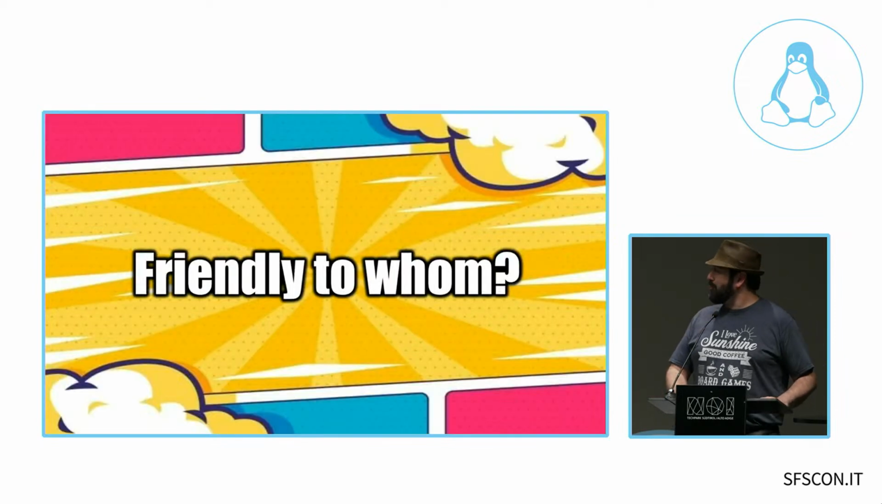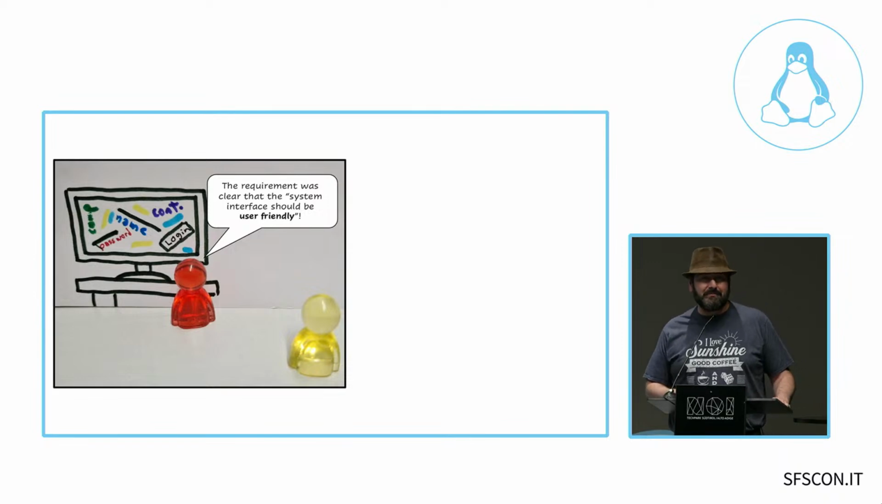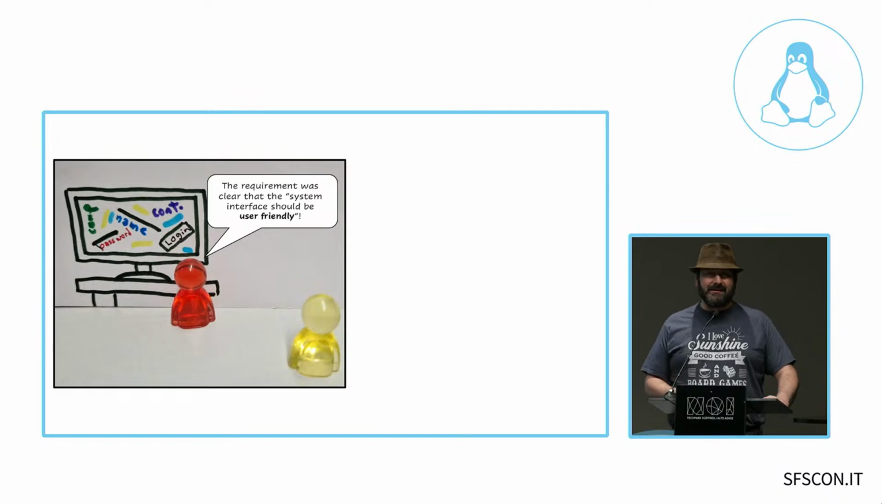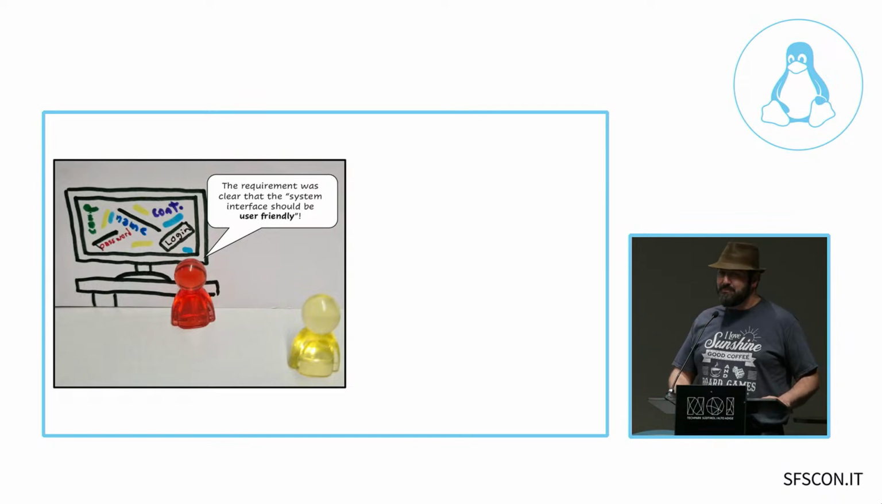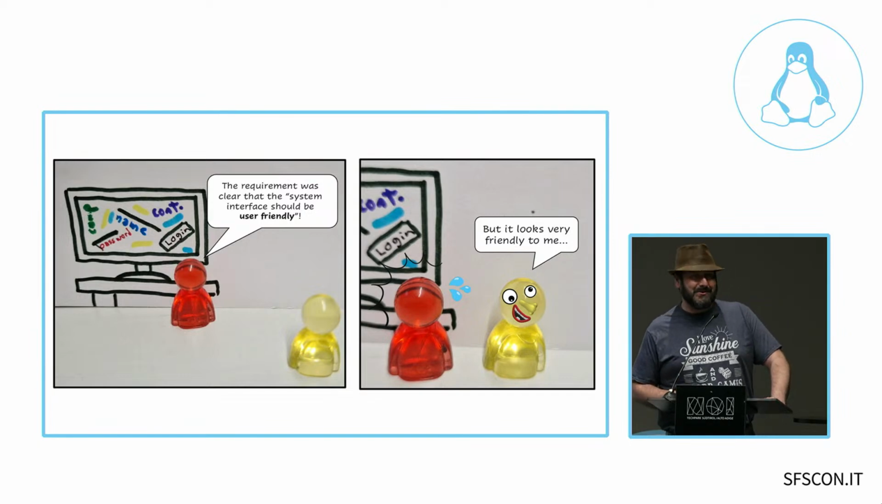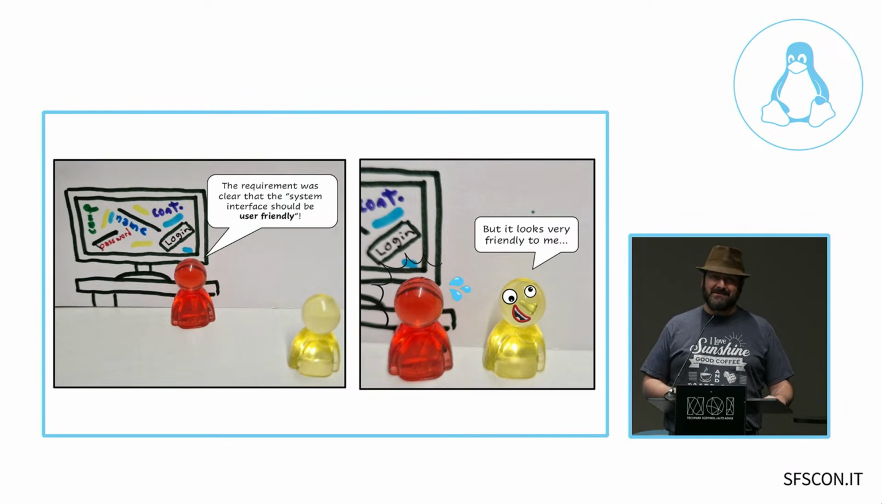So friendly to whom? Imagine now the client looks at this screen full of stuff all over the place, and he says, oh, that was not this requirement that clearly says that the interface should be user-friendly. And then the developer looks at the interface: it's pretty friendly to me, right? So then I see a lot of this stuff, like, the system needs to be fast. It needs to be flexible. But how fast? How flexible? So it's pretty common to see this kind of thing.